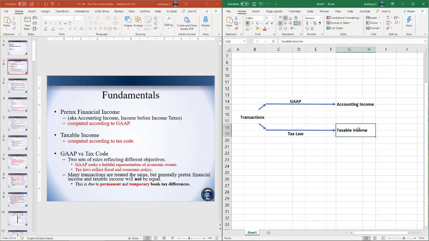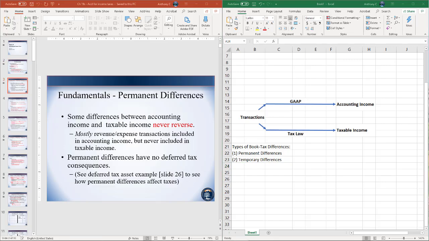The differences between accounting income and taxable income are known as book tax differences. These differences can be classified as one of two types. One is permanent differences, and two, temporary differences. A permanent difference just means that there's some revenue or expense transaction that generally will only affect accounting income, but it's never going to be recognized in taxable income.